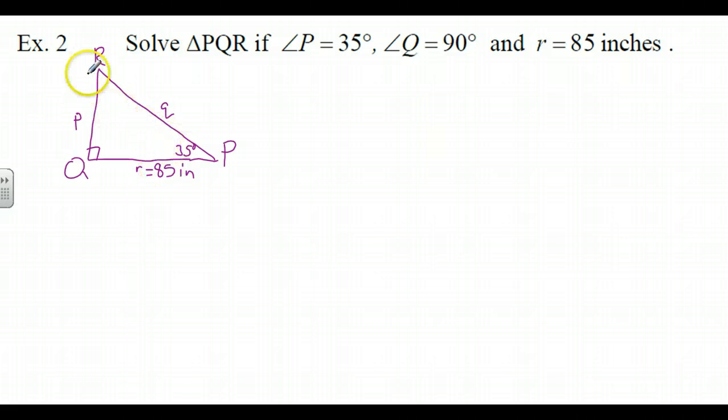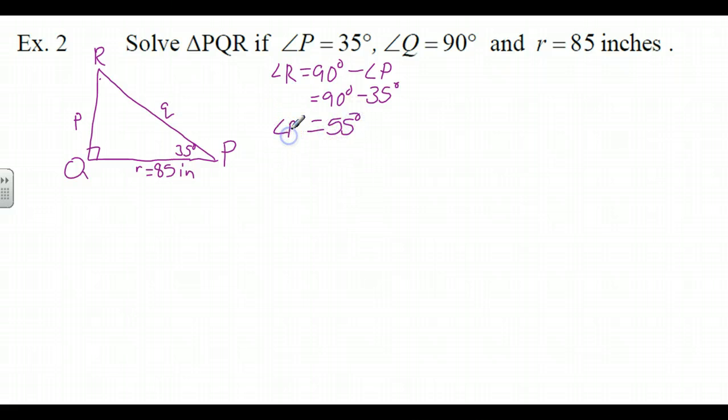To solve this triangle, well, okay, if you're ever given a triangle where you've got one of the acute angles, it's a right triangle, we know these two angles here, P and R, have to add to 90 degrees. So angle R is equal to 90 degrees minus angle P, which is 90 degrees minus 35 degrees, which is 55 degrees. So at this point, we now have all 3 angles. Okay, what do we need? Well, we need 2 sides. We need to find little p and we need to find little q.